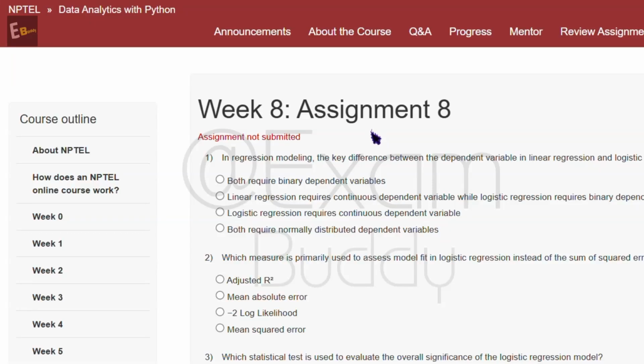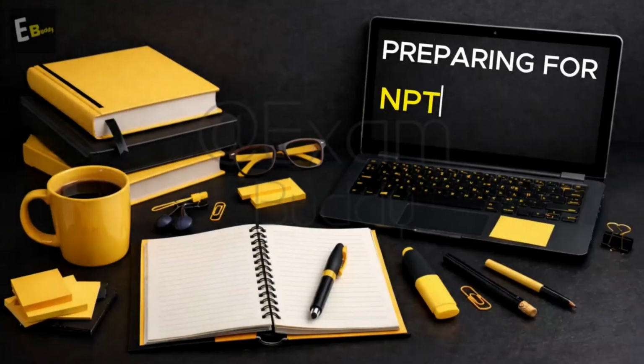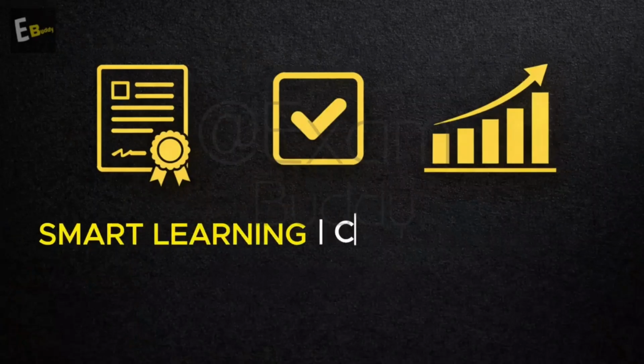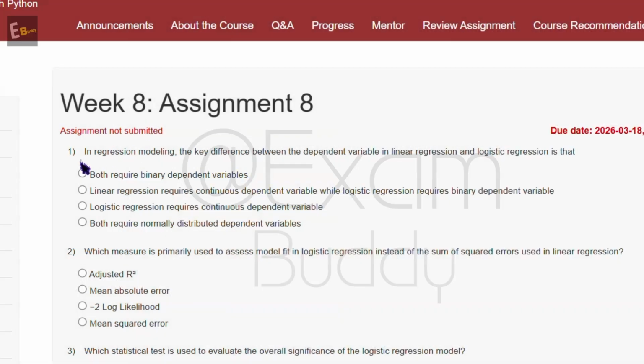So now we do the assignment of Data Analytics with Python, week 8. The first question is: in regression modeling, the key difference between the dependent variable in linear regression and logistic regression is that... and the answer is option B.